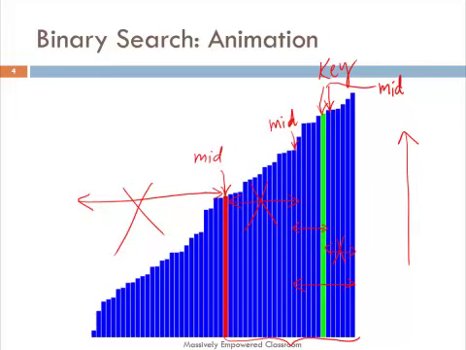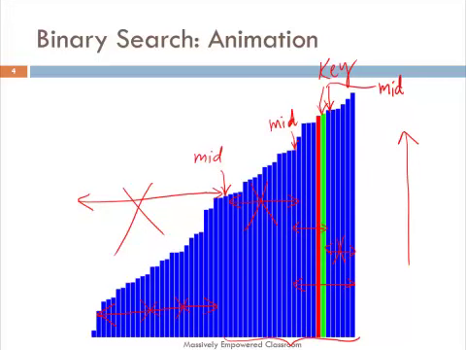Right? The most important thing to remember here is all of these elements were never compared with the key. No comparison was done for any of these with the key. In sequential search, we would have compared every one of these elements with the key. Here we don't do that at all.